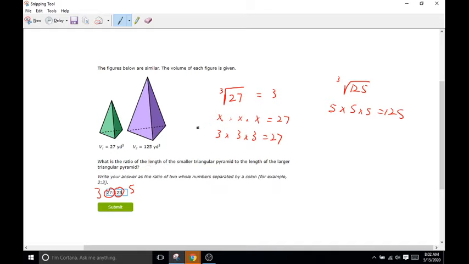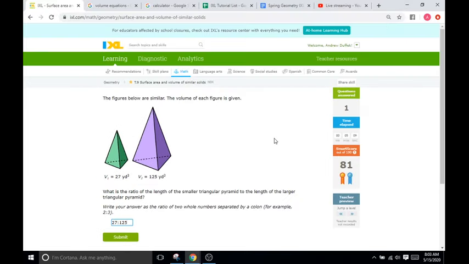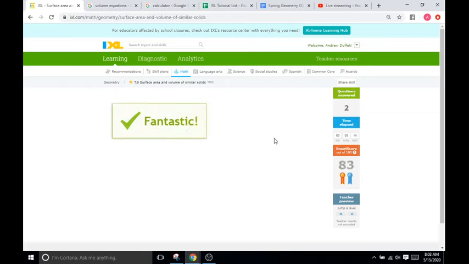Again, we just worked backwards here compared to the last ratio problem. We're working our way backwards. That's why we did the cube root. If there was a problem that gave you the surface area and then asked for the length of a side, then you're just going to square root both numbers, right? For volume, we're doing cube root because these are volumes. So we have a 3 to 5 ratio.